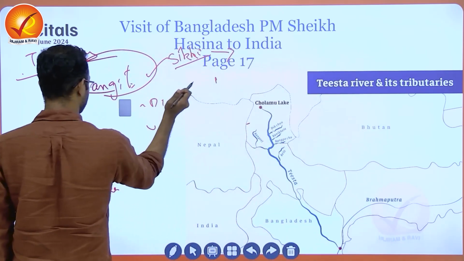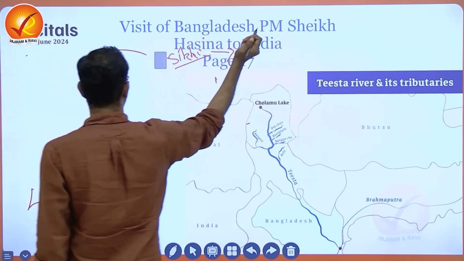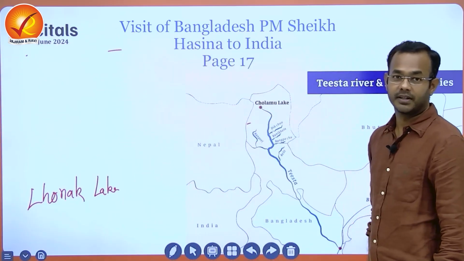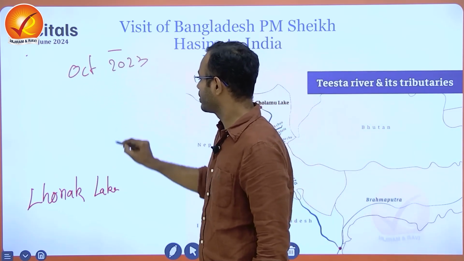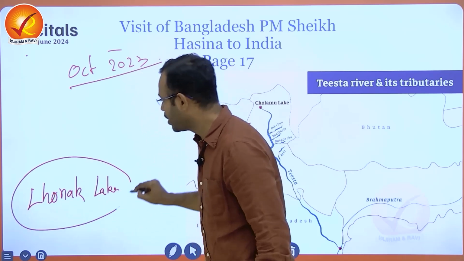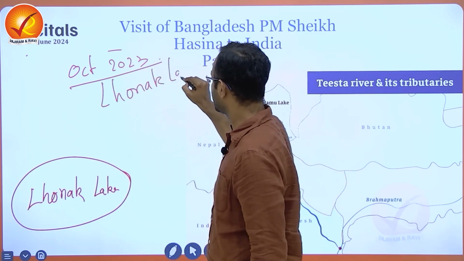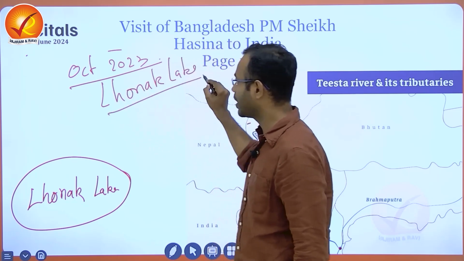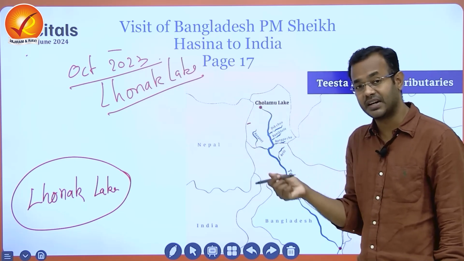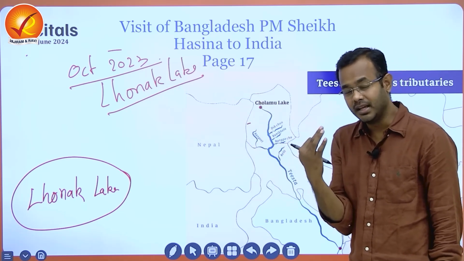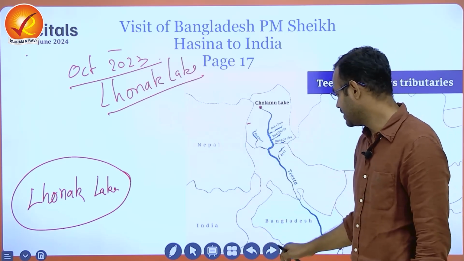Apart from that, the river Teesta has also been in news last year because of a glacial lake outburst flood. In October 2023, a glacial lake outburst flood happened on Lonak Lake. The Lonak Lake glacial lake outburst also largely affected the Teesta project number 3, and it was a huge devastation in the regions of Sikkim and people were largely affected.